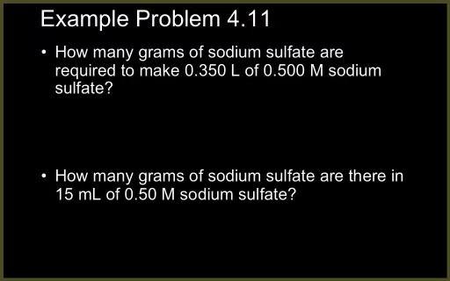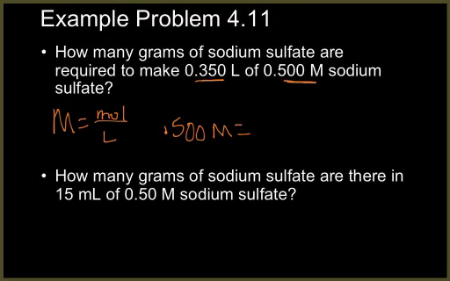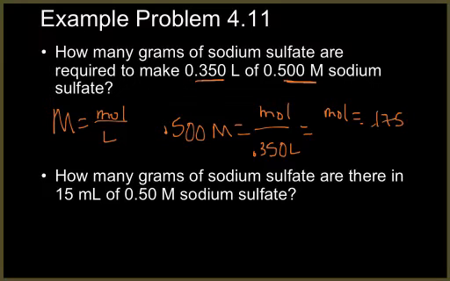Okay, so 2 different ways you could look at this. You could say, okay, so I know molarity equals moles over liters. I have liters, I have my molarity, so I could plug those in and solve for moles, kind of like an algebra problem. So I could say I have 0.5 molar, little moles is what I'm looking for, because I have to have moles to get to grams, per 0.350 liters. Okay, so if I solve for moles, I end up with 0.175 moles.